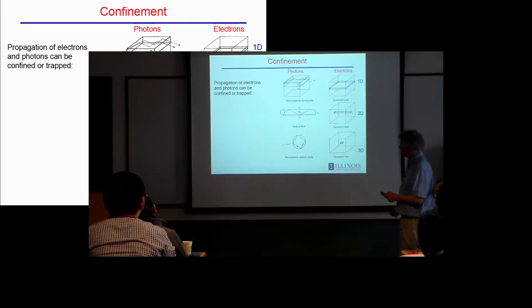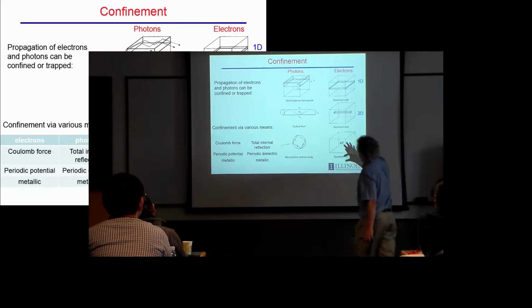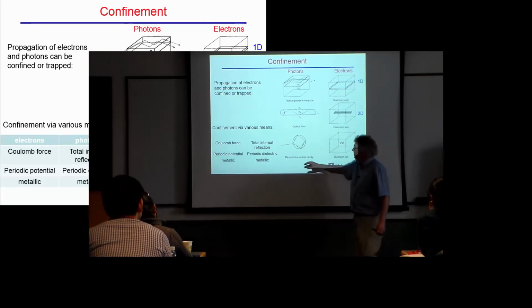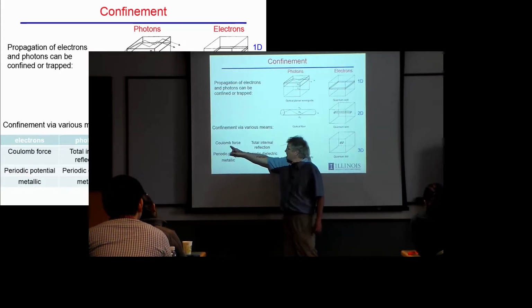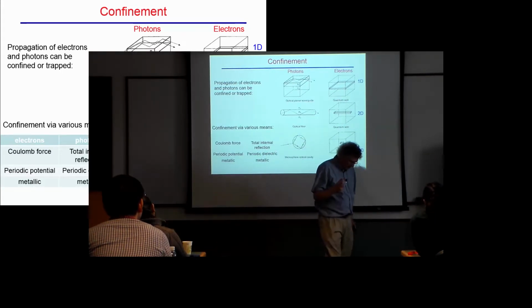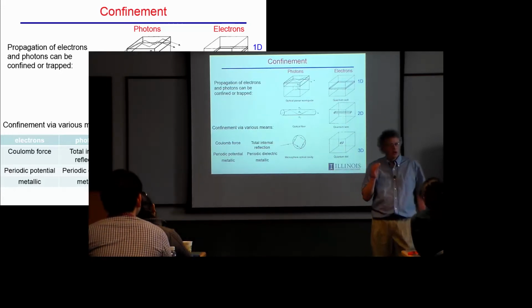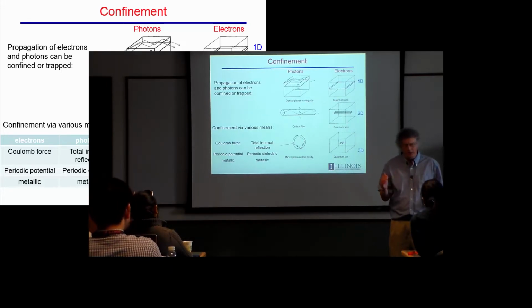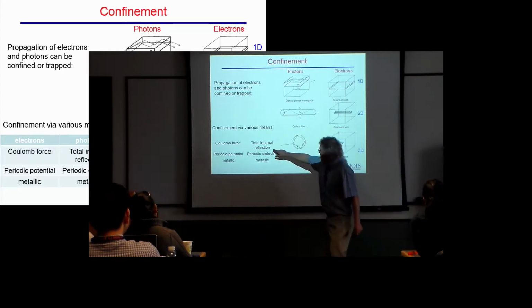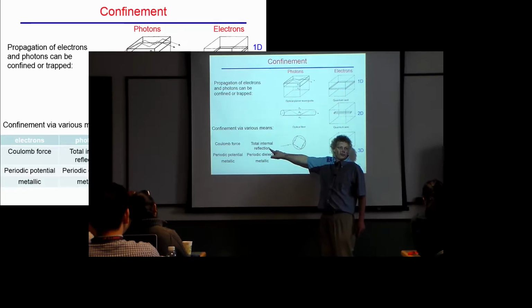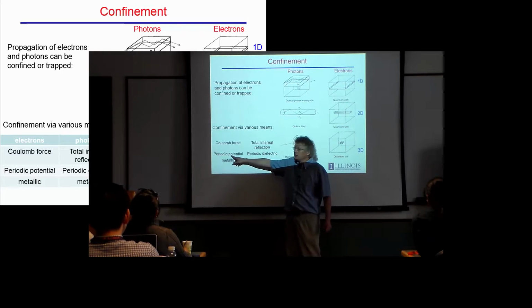So keep going here. How are we going to do this confinement for the photon and electron? Well, we talked about three different approaches. For the electron, we can use Coulombic forces. That is to say, we can use essentially a combination of positive and negative charges to somehow confine the electron. Or for the photon, we use what we're going to call total internal reflection. That is to say, we use dielectric confinement. Or we use periodic potentials.